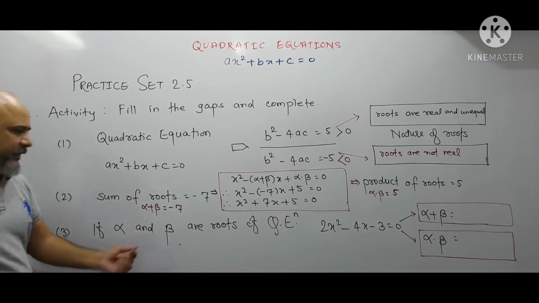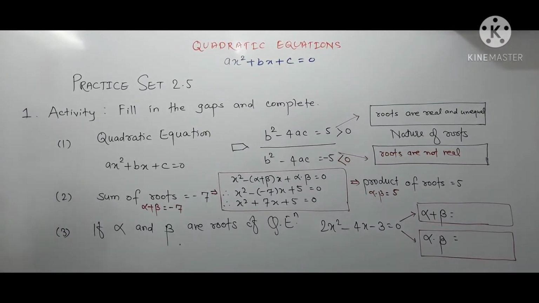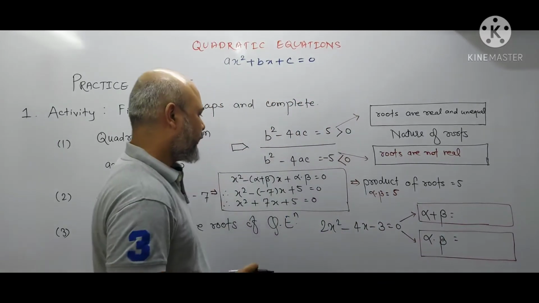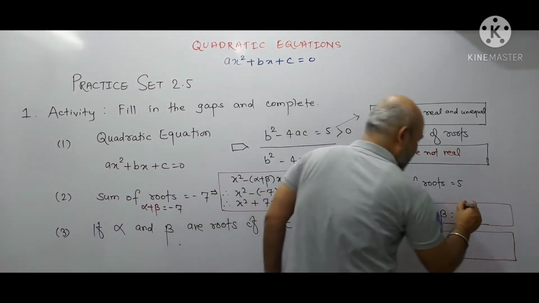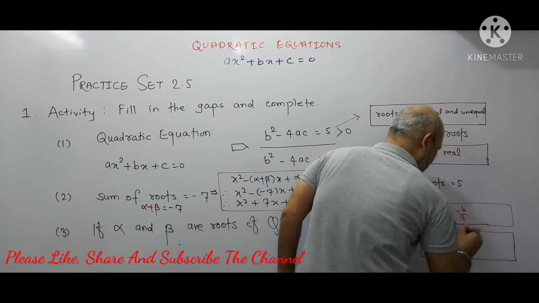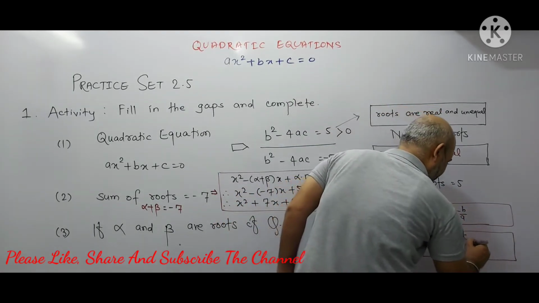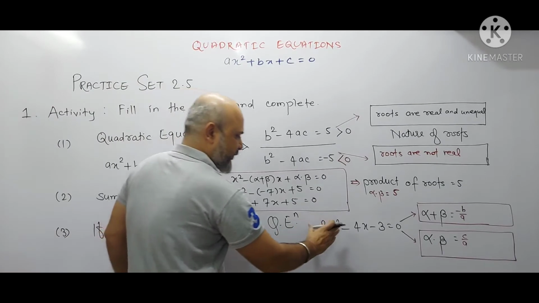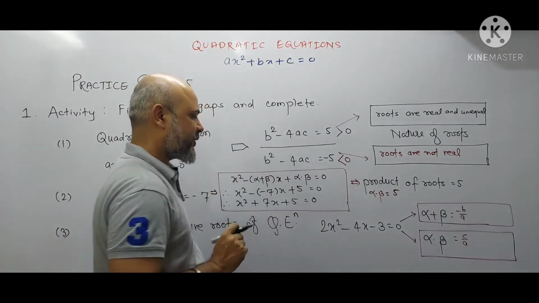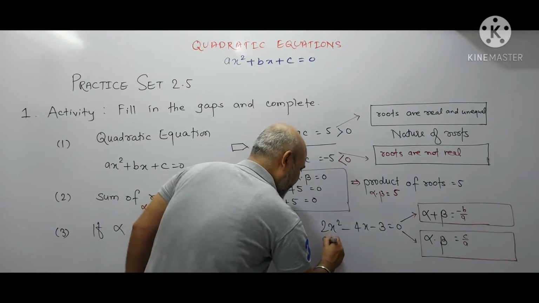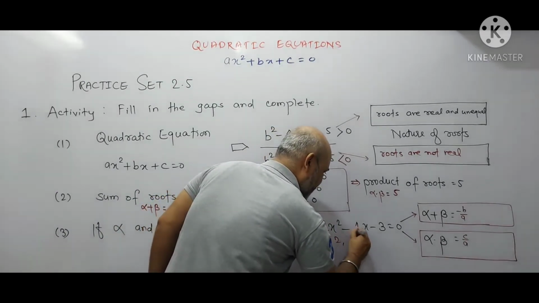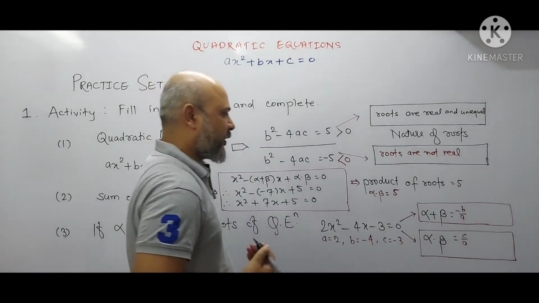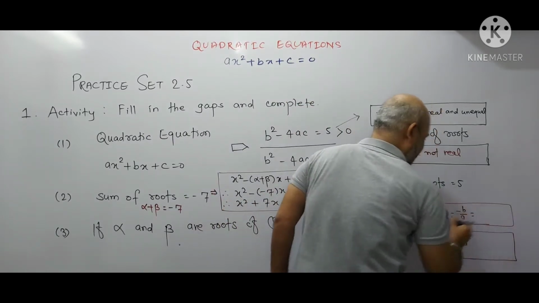If alpha and beta are roots of quadratic equation, then you have to find the value of alpha plus beta and alpha into beta. We know what is alpha plus beta. Alpha plus beta is minus b by a, and what is alpha into beta? That is c by a. So we need the value of a, b and c. So we will compare this equation with standard form ax square plus bx plus c is equal to 0. You will get a is equal to 2, b is equal to minus 4 and c is equal to minus 3.